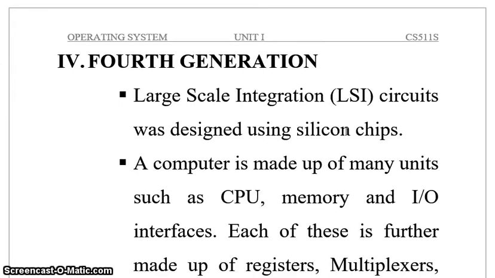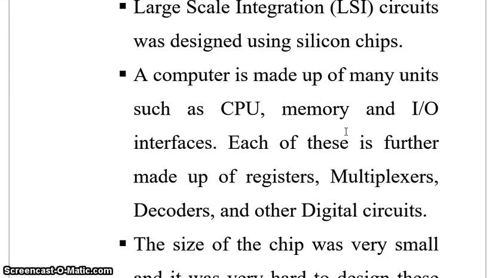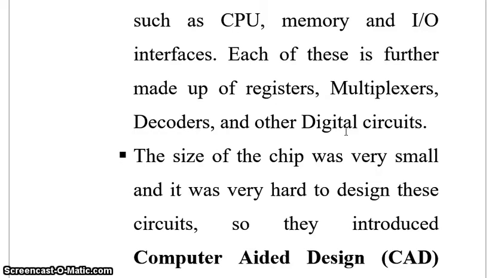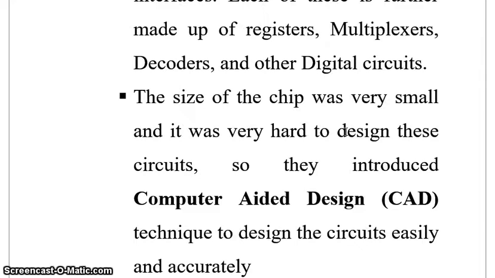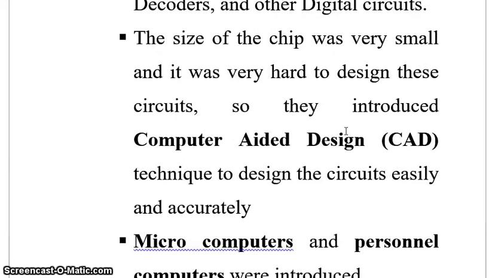Fourth generation: large scale integration circuits were designed using silicon chips. If you take a computer, it is made up of many units like CPU, memory, and IO interfaces, and each of them is again divided into registers, multiplexers, decoders and other digital circuits. The chip size is very small and very hard to design, so they introduced a technique called computer aided design, which is used to design the circuits easily and accurately.